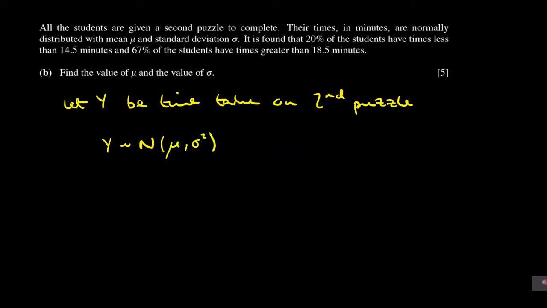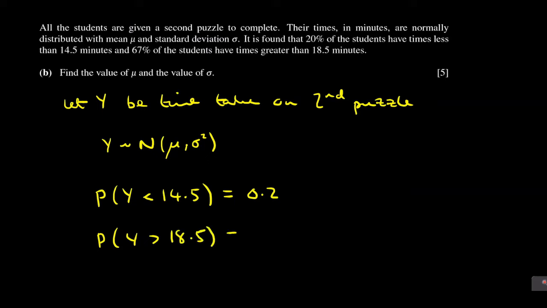Okay, then what we should do next is, we've got two bits of information. The probability that y is less than 14.5 is equal to 20% or 0.2. And we've also got the probability that y is greater than 18.5 is equal to 67% or 0.67.